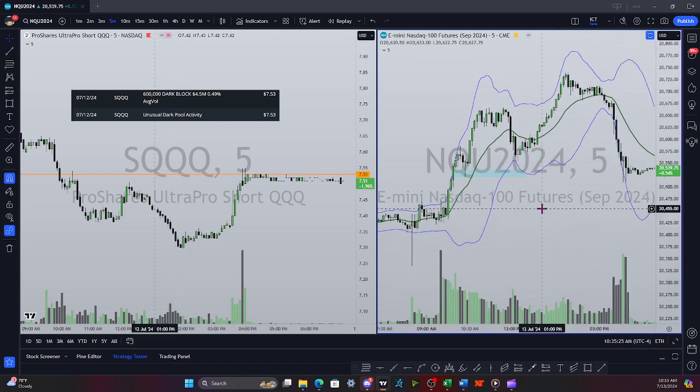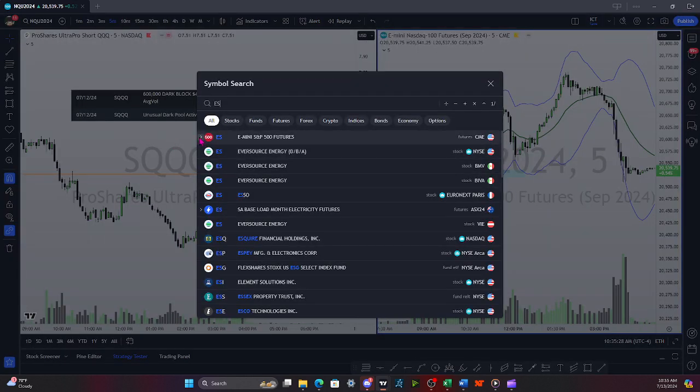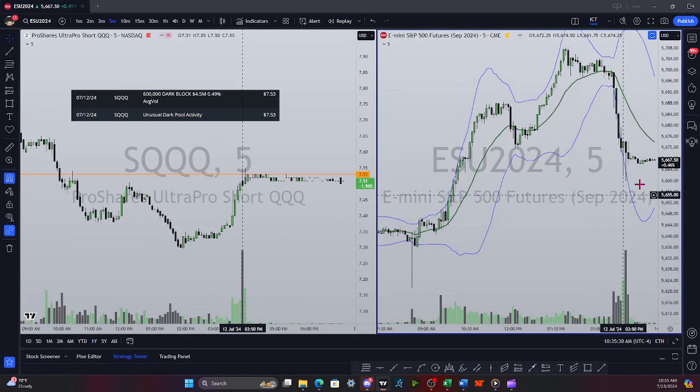The other one I wanted to recap quickly is on the ES, using SPXU. So I'm going to pull those up and get this all set up.